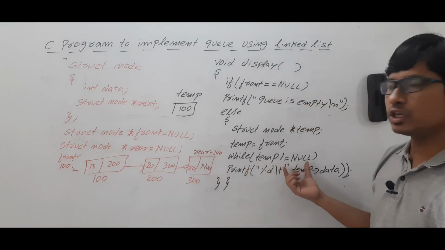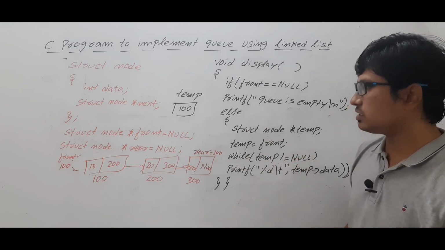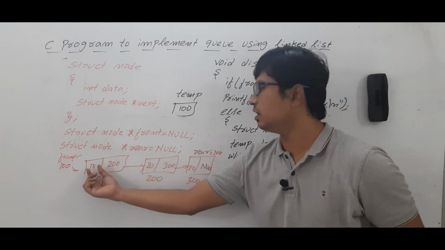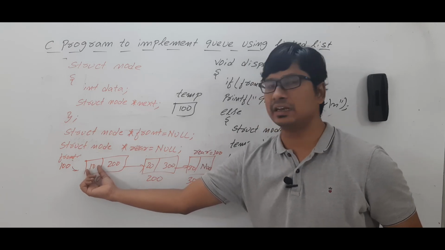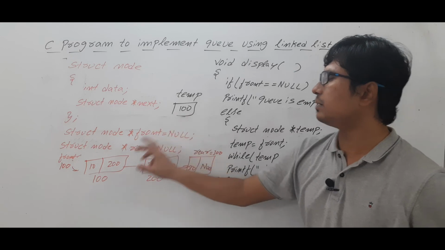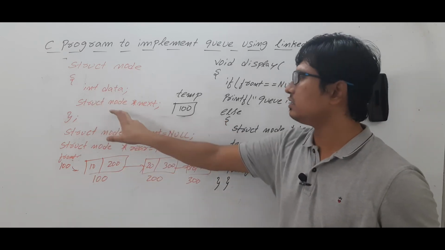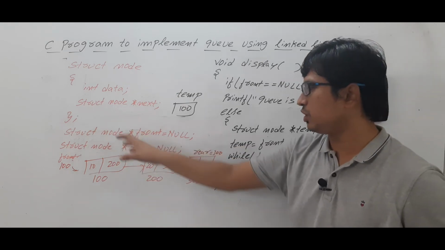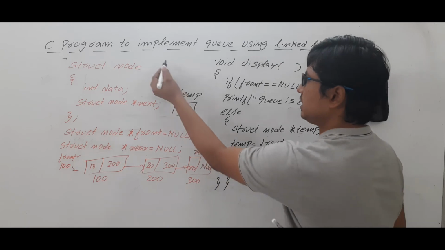While temp not equal to null. Yes, 100 is not equal to null. This condition is true. If this condition is true, you need to display the element which is there in this node. What is the element which is there in this node? 10. How you can access that one? Temp of data. We have created a structure called int data and we have one pointer which is pointing to the address of the next node. So temp of data, I will get the value 10.